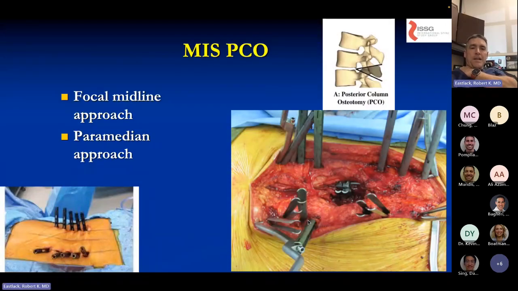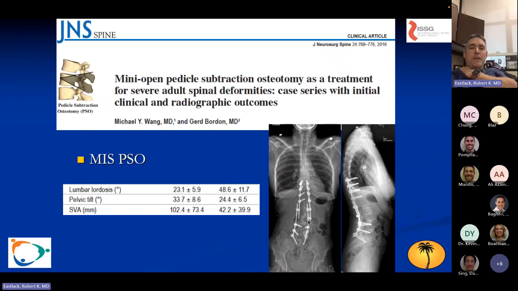But here's an example of doing an MIS PSO where you can do an open skin incision, preserve the underlying muscle tissue using a paramedian approach, or the MIS PSO, as Mike Wang described, which you see here, and pretty impressive corrections utilizing a focal open limited exposure where the PSO is completed and otherwise percutaneous above and below that. And Greg's done some of these, I believe, with largely good results.